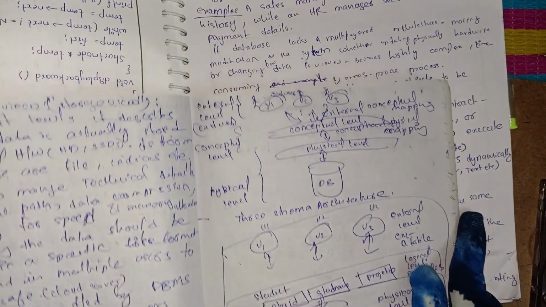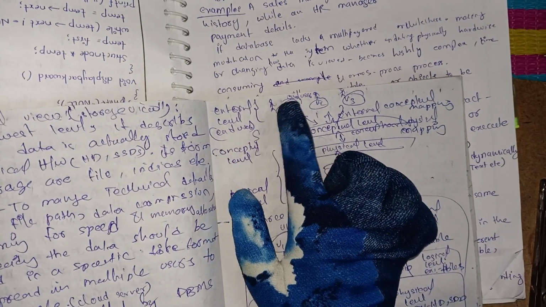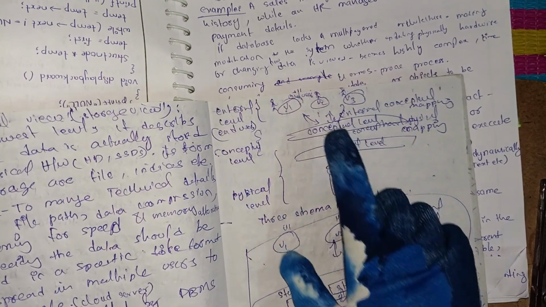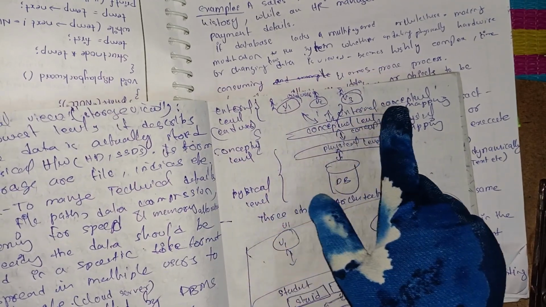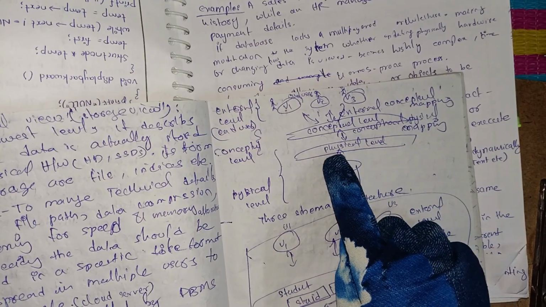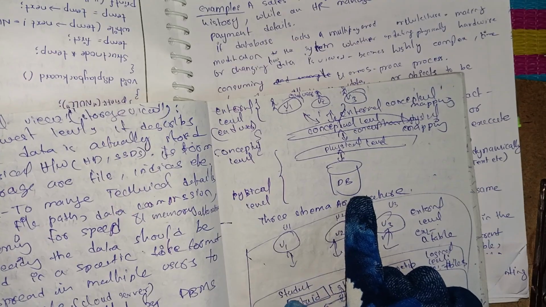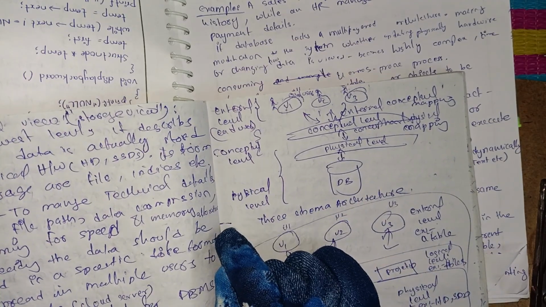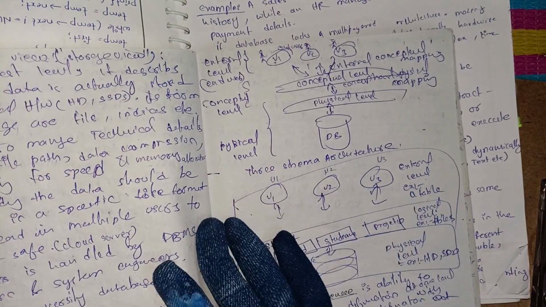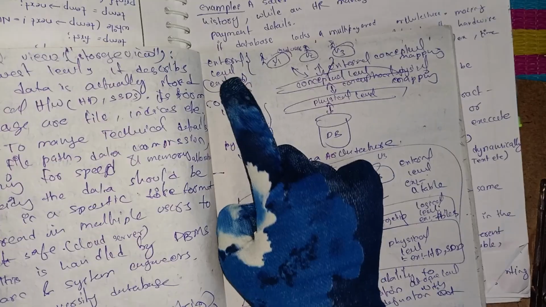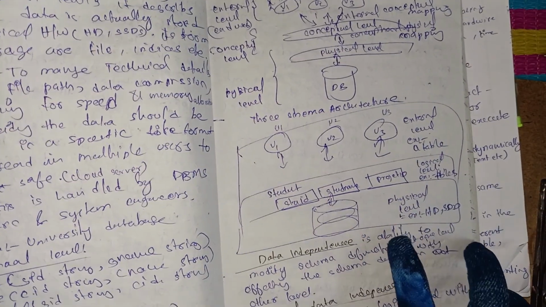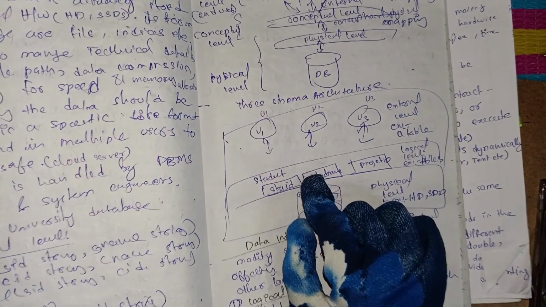These are the diagrams. The external level means users: view 1, view 2, view 3, user 1, user 2, user 3, then the external conceptual mapping, the conceptual level, the conceptual physical mapping, and the physical level, and database. This is the three schema architecture. That's why it is called three schema: we have three levels. And this is a more simplified example.